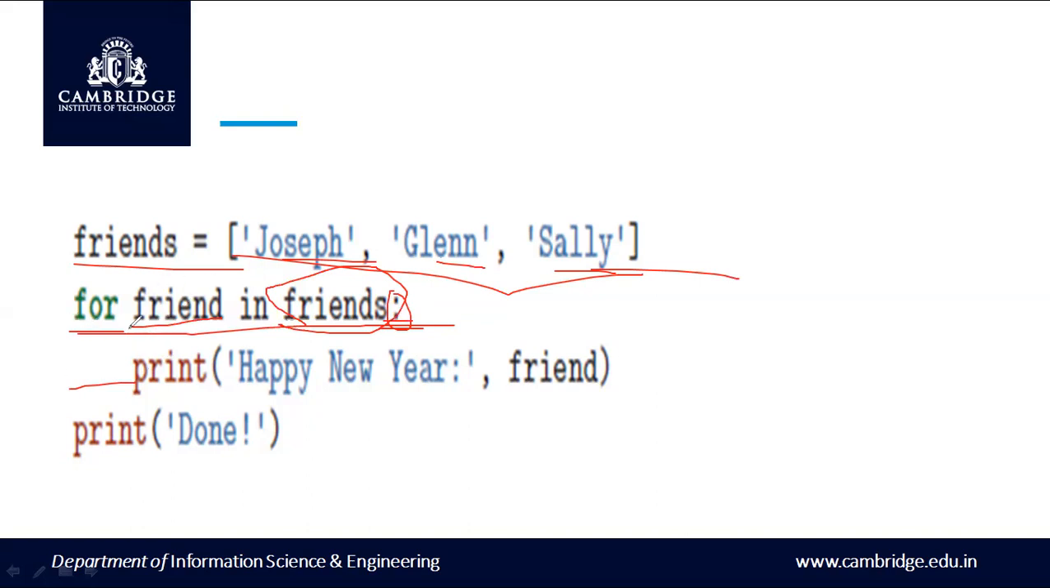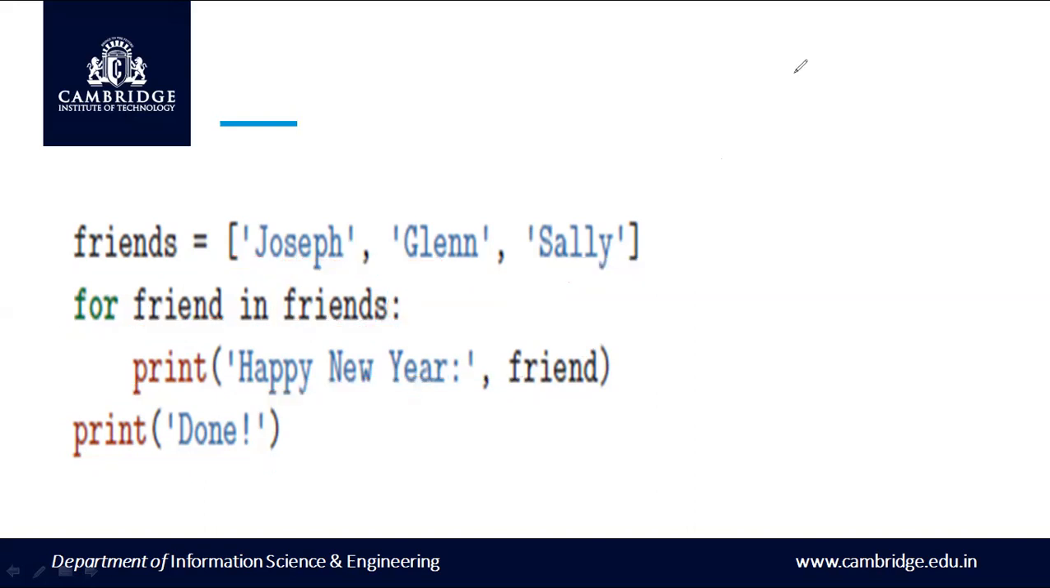So this particular iteration variable, that is friend, traverses through each of the names here, from the friends list. The first time it traverses Joseph, it prints Happy New Year, Joseph. And again, the for loop is repeated for the second name, that is Glenn, so it prints Happy New Year, Glenn. And again for the third name, that is Sally, so it prints Happy New Year, Sally. When the for loop traverses this list of names, there are no names left, so it comes out of the for loop and prints done. So this is the demonstration of the for loop.